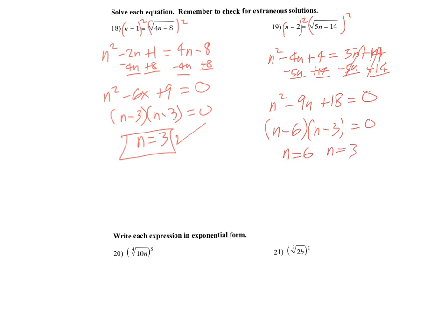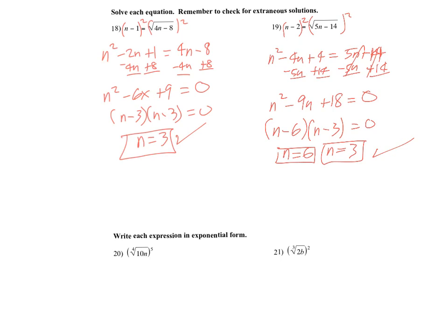We'll just check that. Okay, so when n is 6, 5 times 6 is 30, minus 14 is 16, square root of 16 is 4, and 6 minus 2 is 4, so this one works. If n is 3, 5 times 3 is 15, minus 14 is 1, the square root of 1 is 1, and on the left-hand side, 3 minus 2 is also 1, so both of these guys work, and our answer checks.